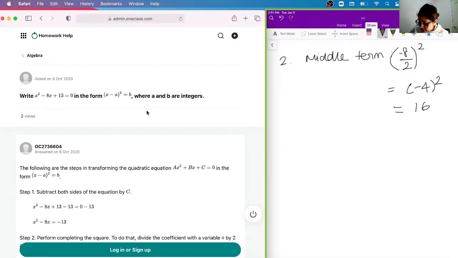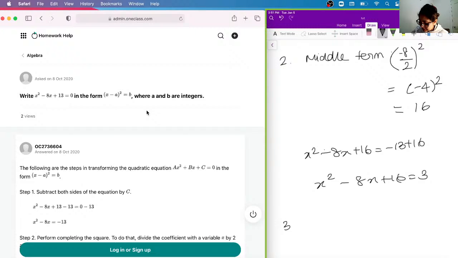So we have x squared minus 8x plus 16 is equal to negative 13 plus 16. Then we just simplify the like terms even more, so x squared minus 8x plus 16 is equal to 3.